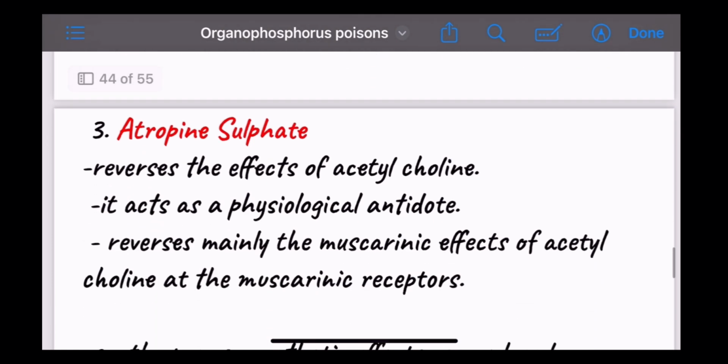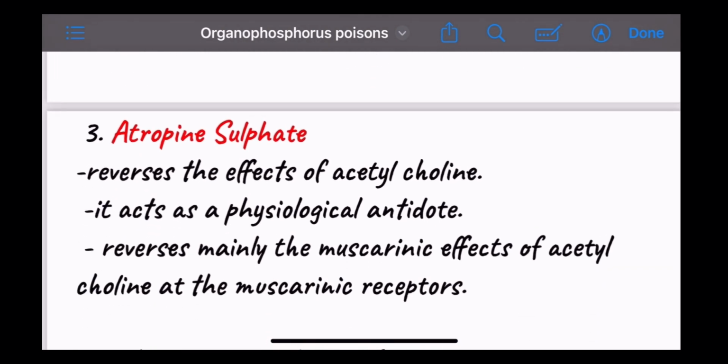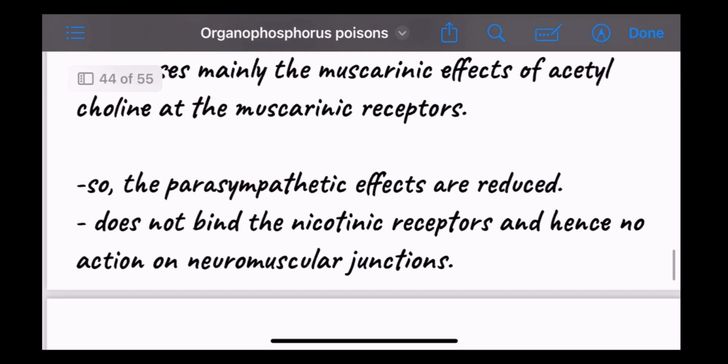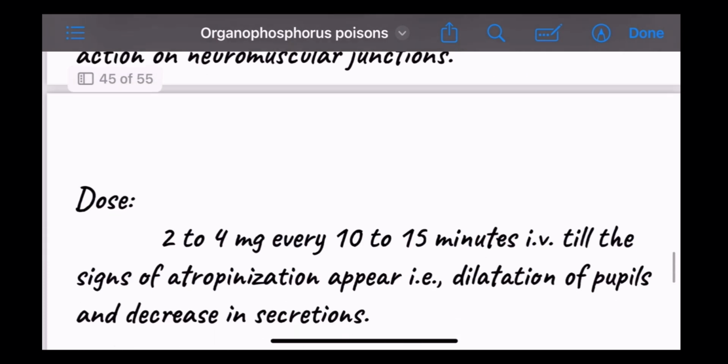Then this is another treatment. Atropine sulfate is given, which reverses the effect of acetylcholine. It acts as the physiological antidote, reversing mainly the muscarinic effects of acetylcholine at the muscarinic receptors. So the parasympathetic effects are reduced. It does not bind to nicotinic receptors and hence has no action on neuromuscular junctions.